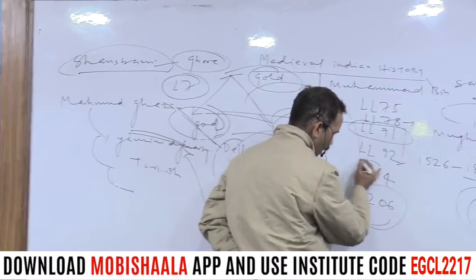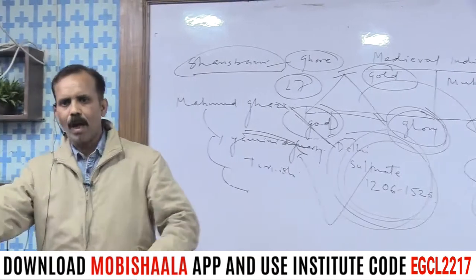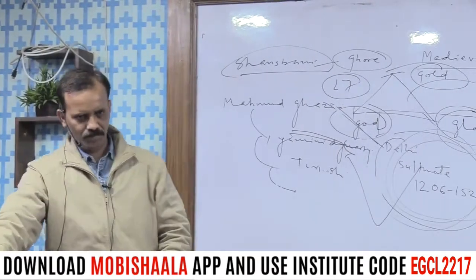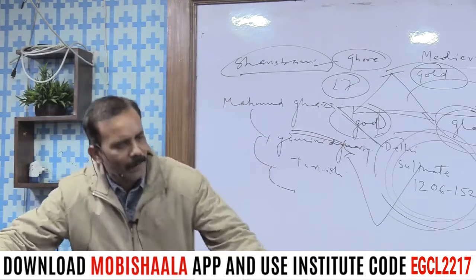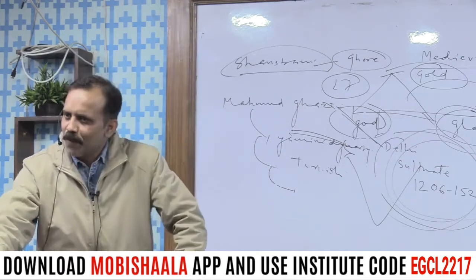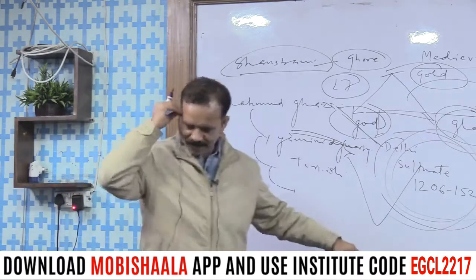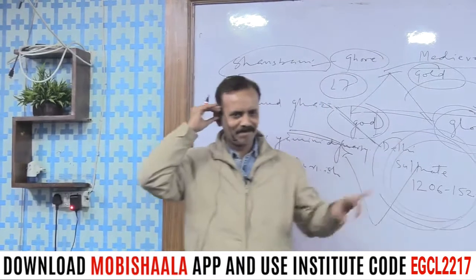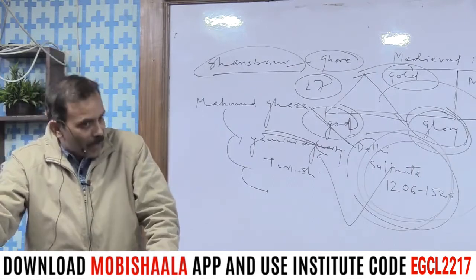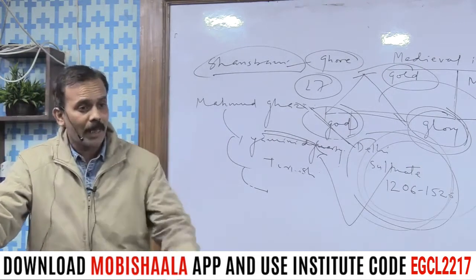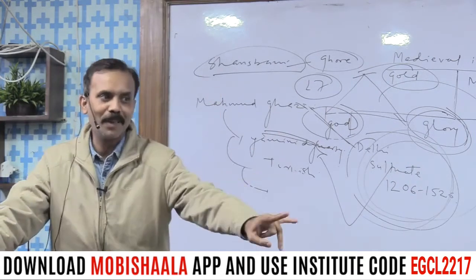Then, in 1194, he once again came to India and defeated Jai Chand in the war of Chandavar. And then the rest of the work of Gori was accomplished by a military genius, Aibak, who laid the foundation of Delhi Sultanate in 1206. The rest of the work was accomplished by Aibak, an inborn genius, slave of Gori, to create an empire in Hindustan for his master Gori.